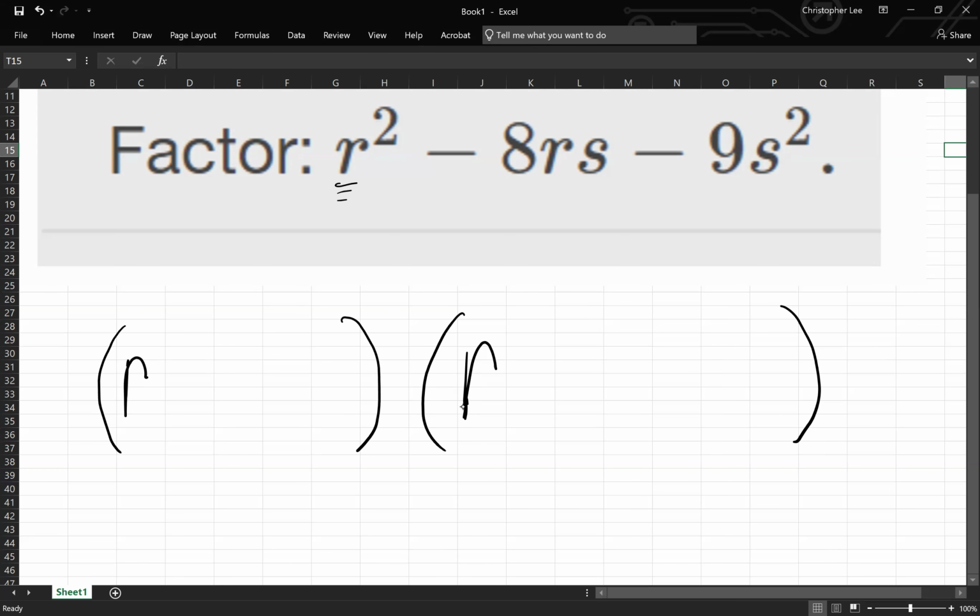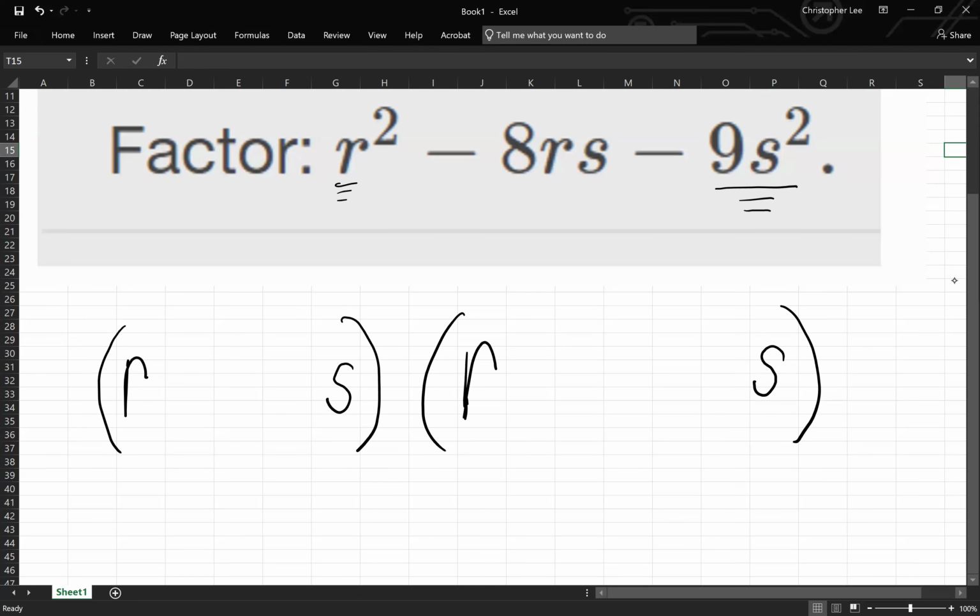That's me trying to write an R. Over here, you see how there's s squared? That means there's going to be an s here and an s here, right? The only thing I have to figure out is what's going to be the signs of the numbers in the middle and the numbers in the middle.